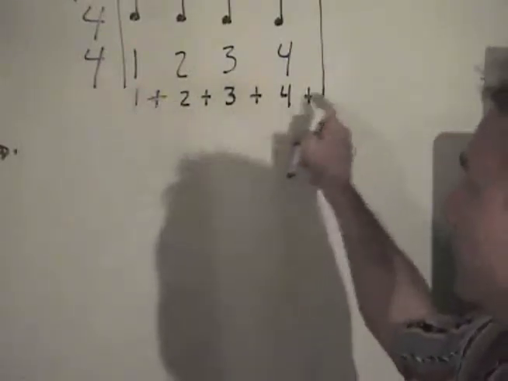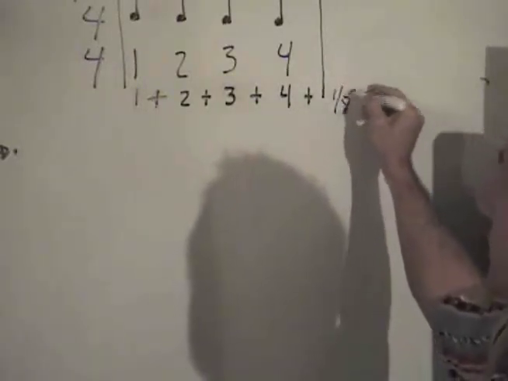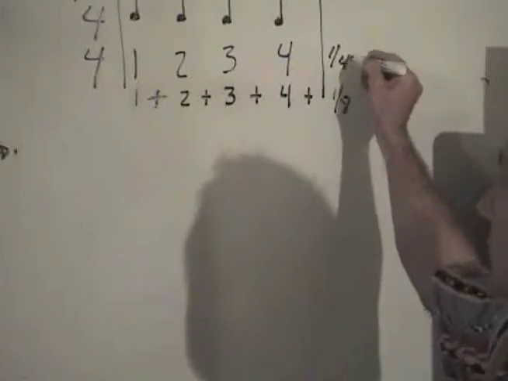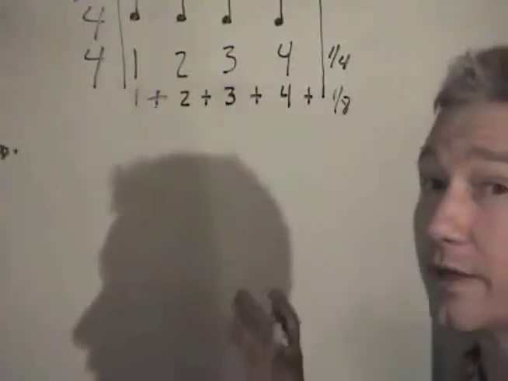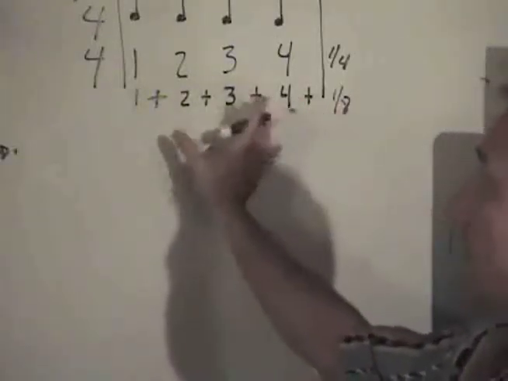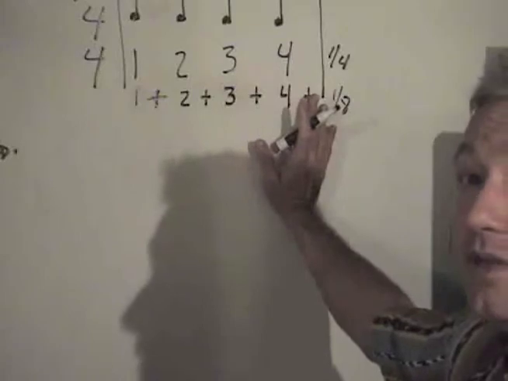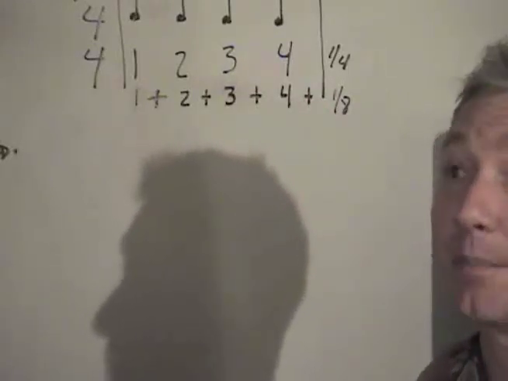So there's eight of them here, so we call those eighth notes. These are quarter notes or quarter note counts. These are eighth note counts. Again, we don't have to play them all, but we can count them to better understand the passage of time. It's like counting when I say, tell me when a minute's up.